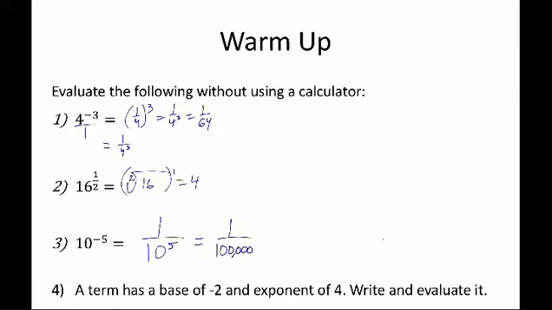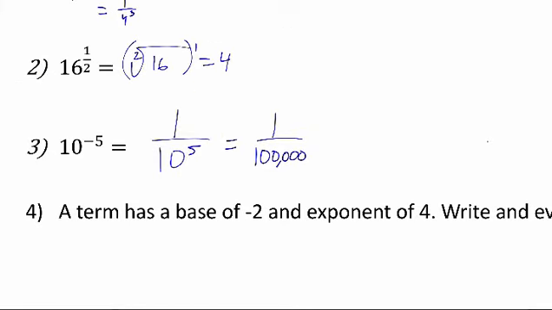Last one, a term has a base of negative 2 and an exponent of 4. Write and evaluate. This is just kind of getting us familiar with the base term again. So negative 2 is the base, and it's being raised to the 4th power. So negative 2 to the 4th power, let's go through it step by step. Negative 2 times negative 2 is positive 4, times negative 2 is negative 8, times negative 2, so for a 4th time, is positive 16.